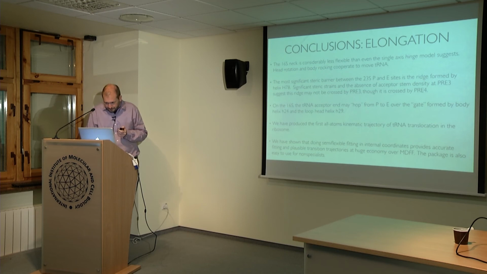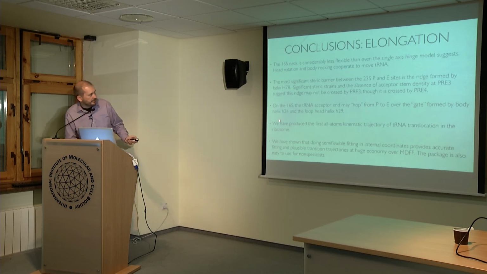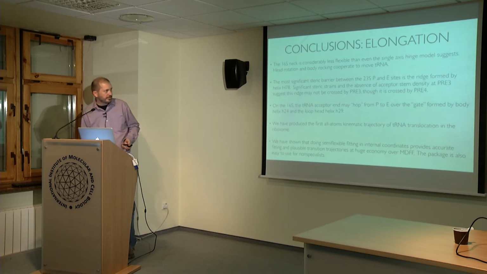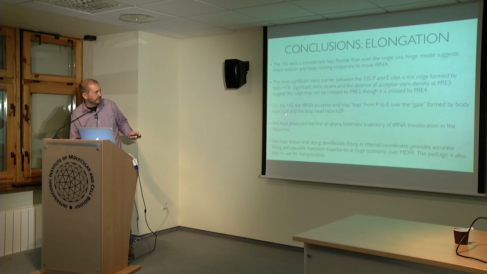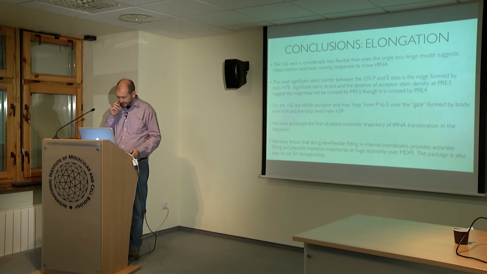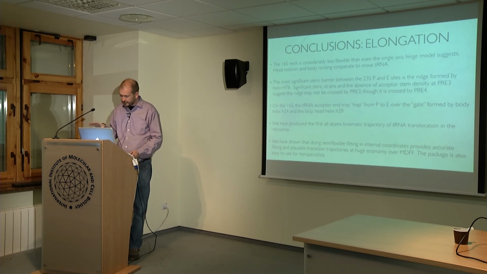And I showed you this sort of Paul mechanism where the tRNA acceptor end hopped from the P to the E site by going over the gate formed by the helices H24 and 29. And lastly, we produced the first all atoms kinematic trajectory of tRNA translocation in the ribosome. And we've shown that doing semi-flexible fitting in internal coordinates provides accurate fitting. Actually, I didn't show that particular comparison, but it gets very similar results to MDFF, except again at maybe 2 orders of magnitude less computer time.